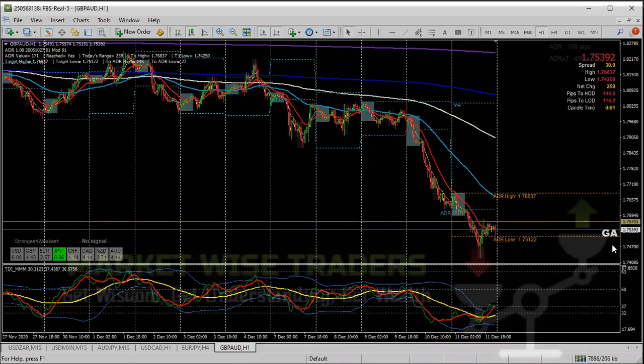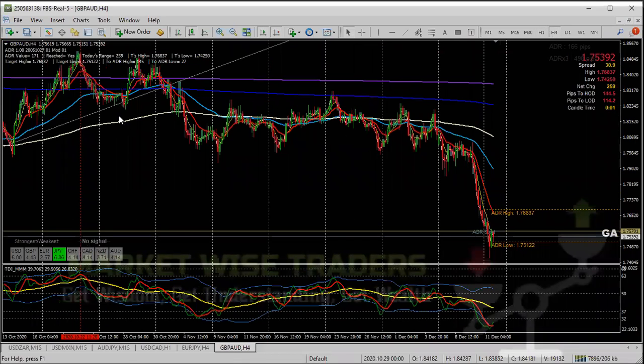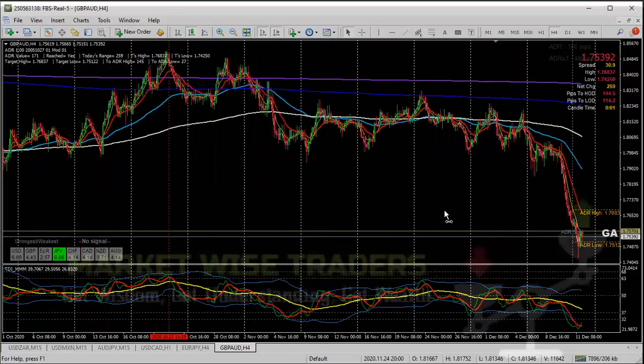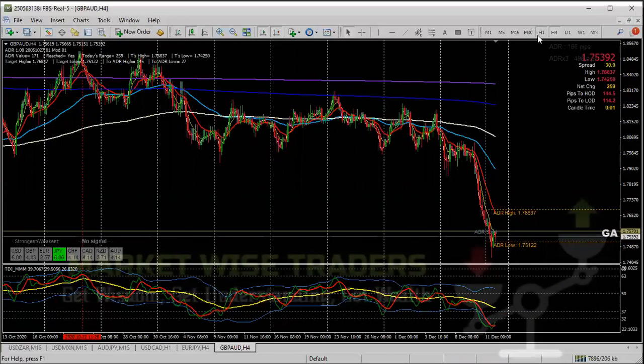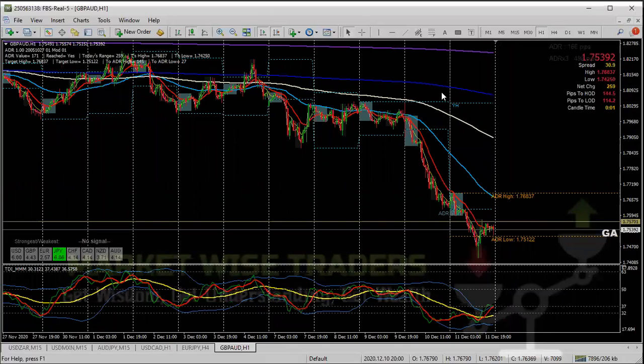With these sort of cross pairs, like Aussie pairs, New Zealand, and CAD, at times they like to use H4 to move. I've noticed that too. They like to use H4 to move. So let's do the same thing. H1 on GA.